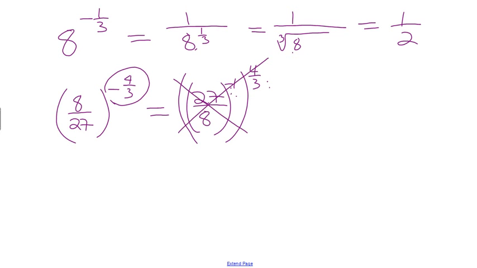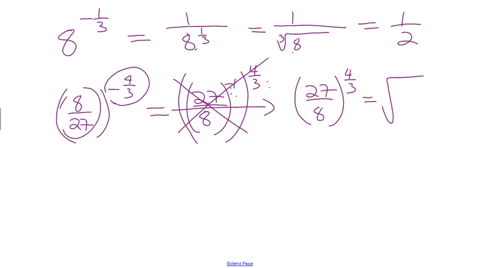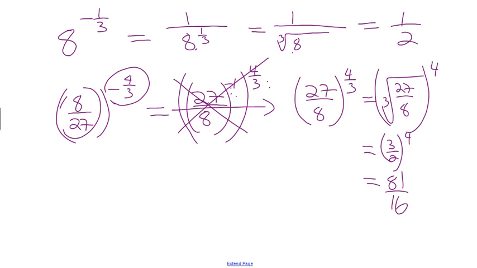So we wouldn't write that, right? We would go straight to, since I'm raising a rational expression to a rational power with a negative, I'm just going to flip it and make that positive. Okay, and that becomes the cube root of 27 over 8 to the 4th power. What's the cube root of 27 over 8? 3 over 2. 3 over 2 to the 4th, which is 81 over 16, right? Okay.